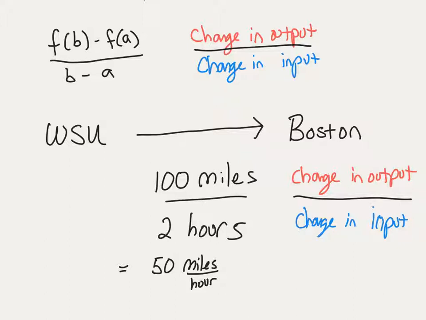What this means is you're not traveling 50 miles per hour at every point in time. You're not going a constant 50 miles per hour, but on average, you're traveling 50 miles per hour. All right, so this is a little bit of context around our average rate of change. I'm going to pause, clean this up a little bit, and we'll look at some examples.